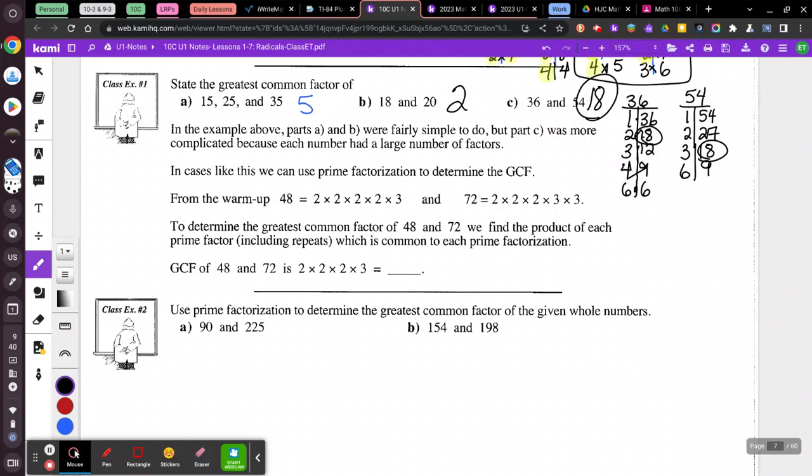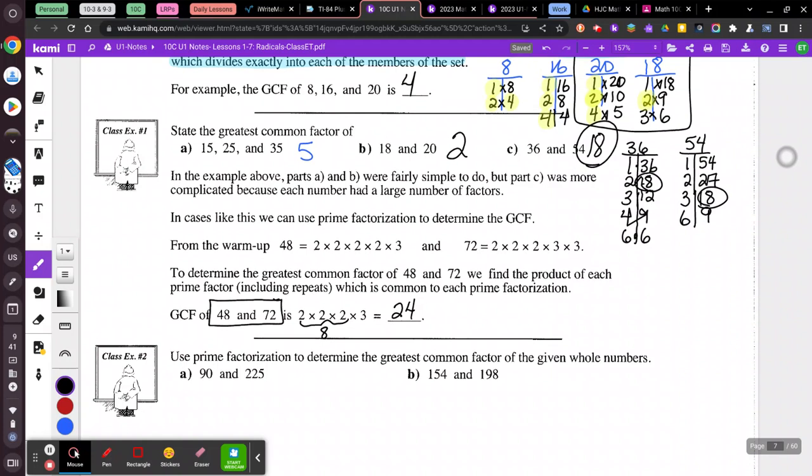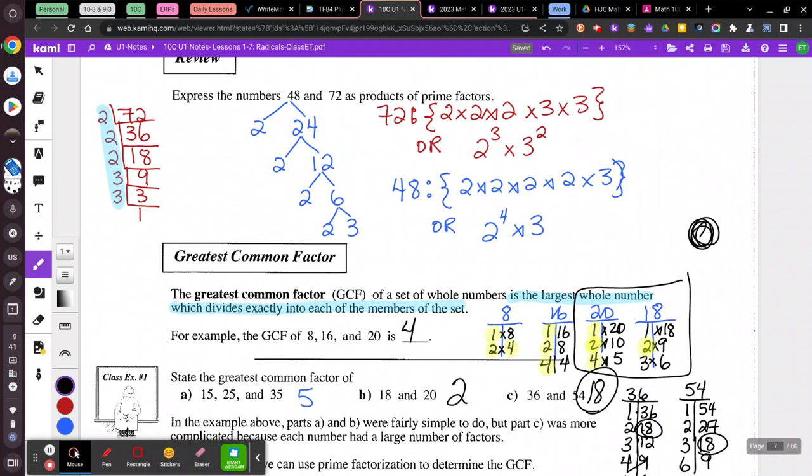So if I wanted the numbers 48 and 72, and I wanted my 2 times 2 times 2 times 3, I'm going to get 24, because 2 times 2 times 2 gives me 8, and 8 times 3 is 24. So how could I come up with that? Let's go back to the top. Where would I get my 2 times 2 times 2 times 3? Where did you notice they pulled out? They pulled out 3 2s and only 1 3.